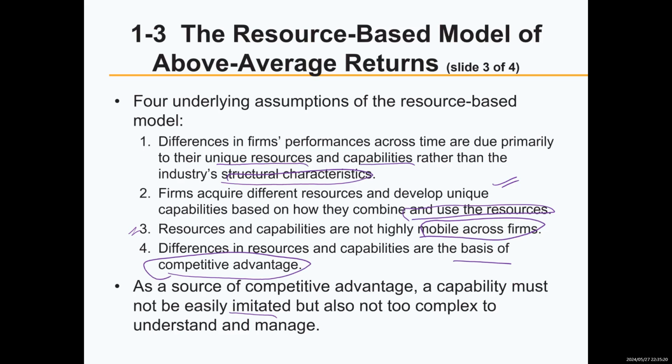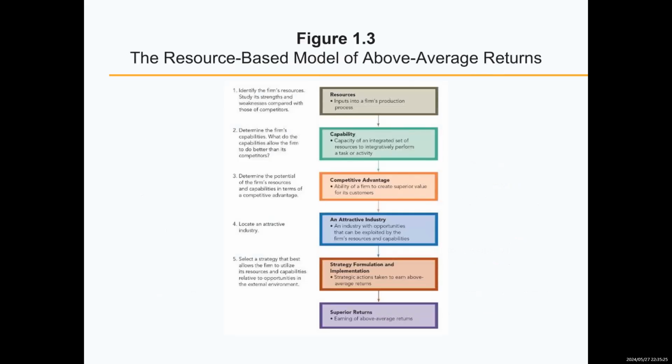So let's shed some light on our resource-based model. Figure 1.3. The resource-based model of above average return is basically grounded in the uniqueness of the firm's internal resources. So the five-step model provides linkages between resource identification and strategy selection.